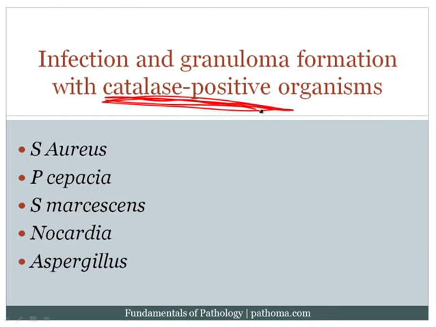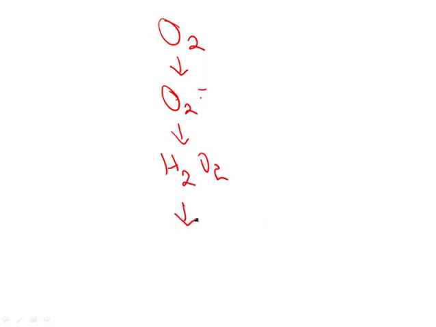So can we just go back to a whiteboard for a minute, and let me go back through these reactions again. So you remember that oxygen is going to form into superoxide, and then superoxide is going to form into hydrogen peroxide, and then hydrogen peroxide is eventually going to form into bleach, right?